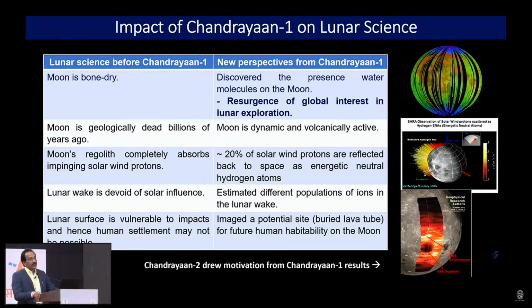And we believed that, being a very vulnerable place in the absence of atmosphere, the moon is something that you can never go and settle on. But today we know that there are potential sites on the moon where future human habitation can actually happen, such as the buried lava tubes. So some of these findings from Chandrayaan 1 to 2 can be stated to be a trigger for further interest in moon missions, and we have a resurgence of moon exploration across the globe.